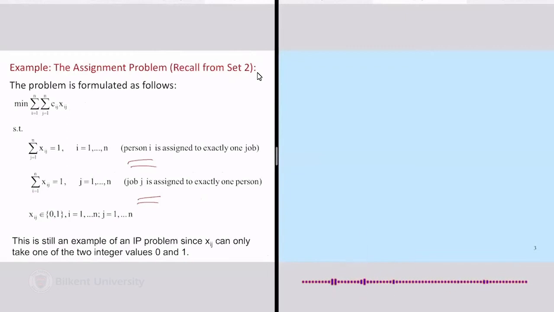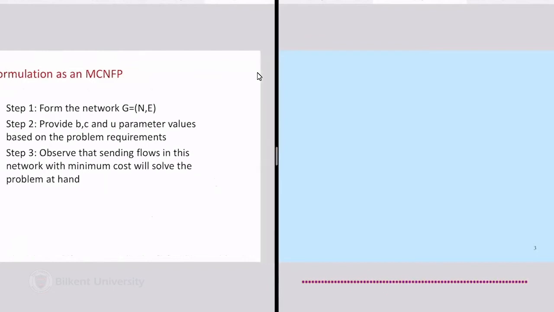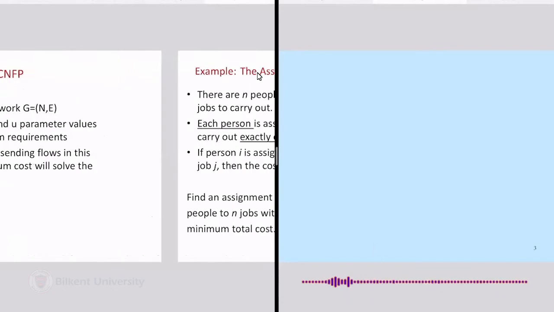Now we will create a network, then we will apply these steps. We will form a network. We will find B, C, and U, and then we will just write the MCNFP formulation. And at the end of that formulation, we're actually going to get the assignment of people to jobs. Okay? All right, let's do that.